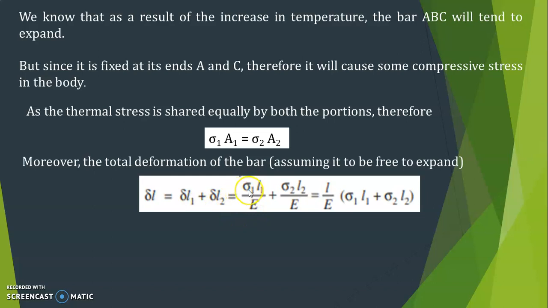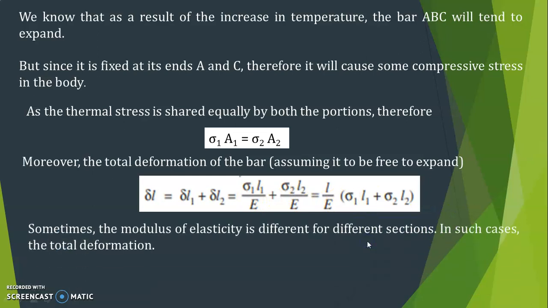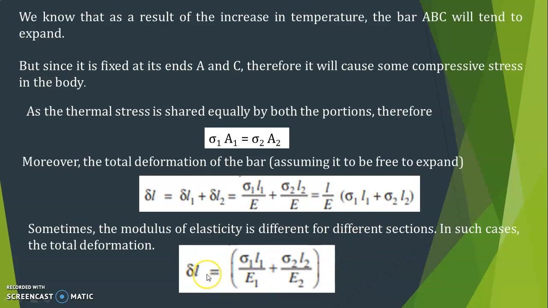So, P1 divided by A1 is sigma 1. Delta L is sigma 1 into L1 divided by E plus sigma 2 into L2 divided by E. If you take E outside, it is sigma 1 L1 plus sigma 2 L2, all divided by E. Sometimes the modulus of elasticity is different for different sections. In such cases, the total deformation is given by delta L is equal to sigma 1 L1 divided by E1 plus sigma 2 L2 divided by E2. All these things you have studied in the previous chapters.